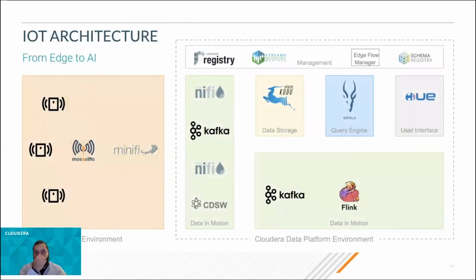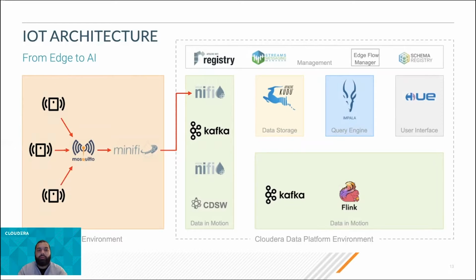Regarding the architecture, this IoT architecture is composed of two main environments: the edge environment, that is outside of our data center or our cloud environment, and the Cloudera data platform environment, where we are going to perform all the analytics and store the data for analysis. First we collect the data from those sensors. Those sensors send the data to a local Mosquitto broker. With NiFi, we collect the data and send it to our data center.